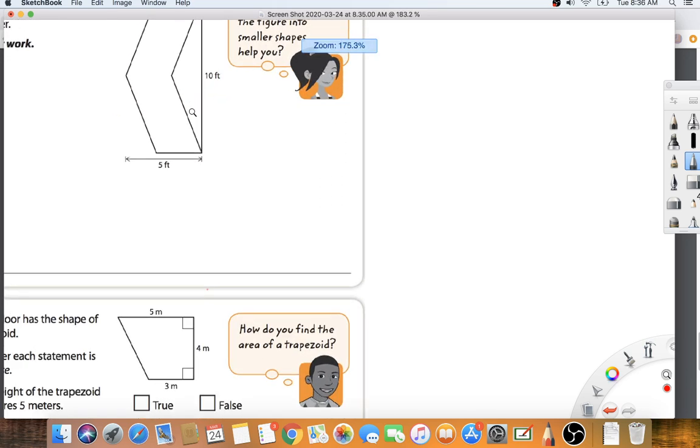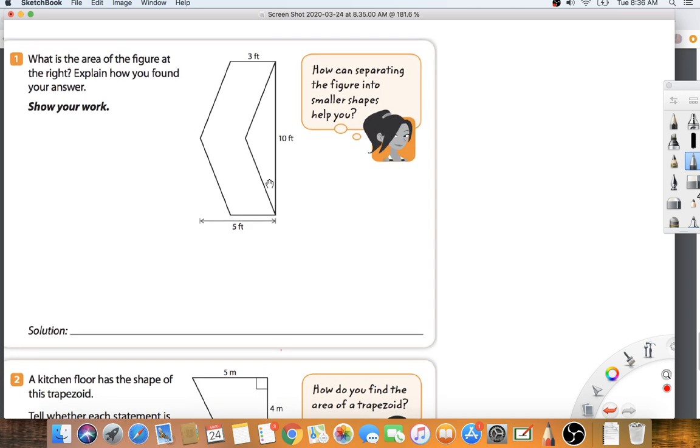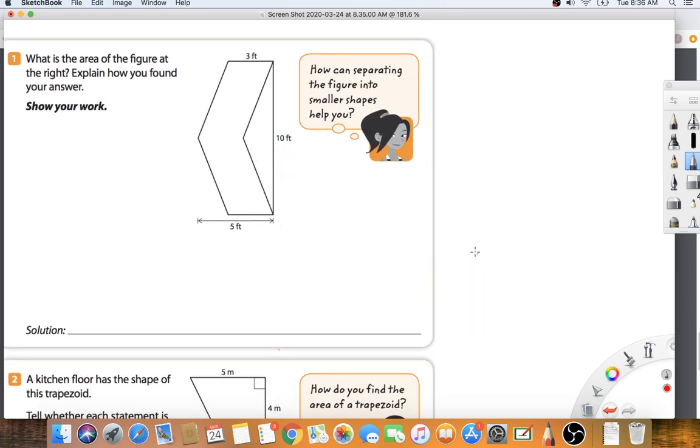Okay, so let's zoom into this one. So what is the area of this figure? So what we have to do first is, how can separating the figure into smaller shapes help you? So we're going to actually separate this. We have a triangle here that we need to find the height of. Oh, that's going to be tricky. And then this figure here, we're going to separate into parallelograms.